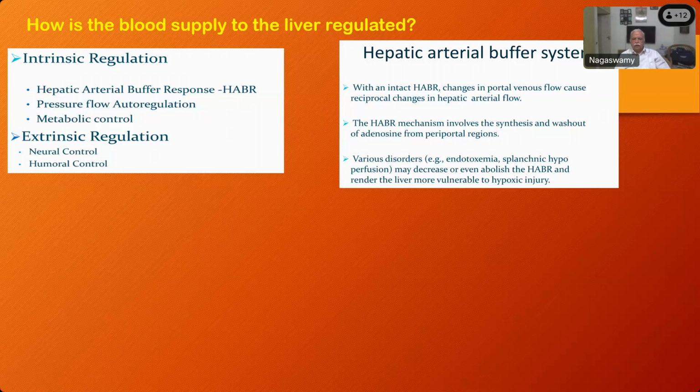Various disorders which can affect that are endotoxemia and splanchnic hypoperfusion, which may decrease or even abolish the hepatic arterial blood flow response, which may render the liver more susceptible to hypoxic injury. Okay, so this is about the hepatic arterial buffer response. Please remember that it is one way. Whenever portal flow decreases, hepatic arterial flow will increase.